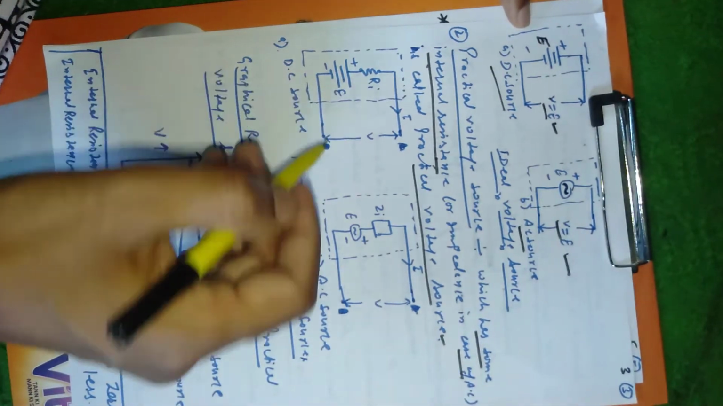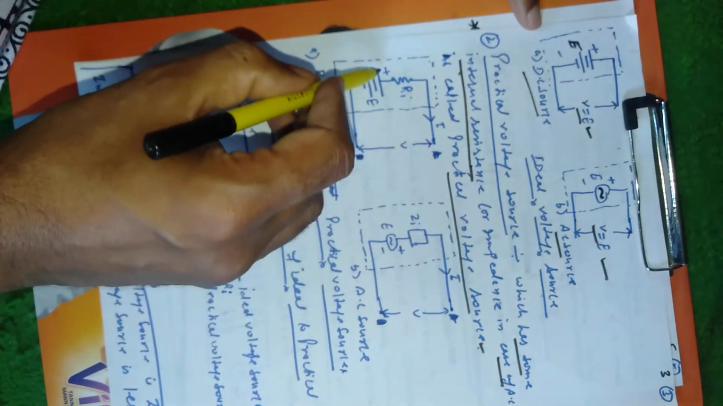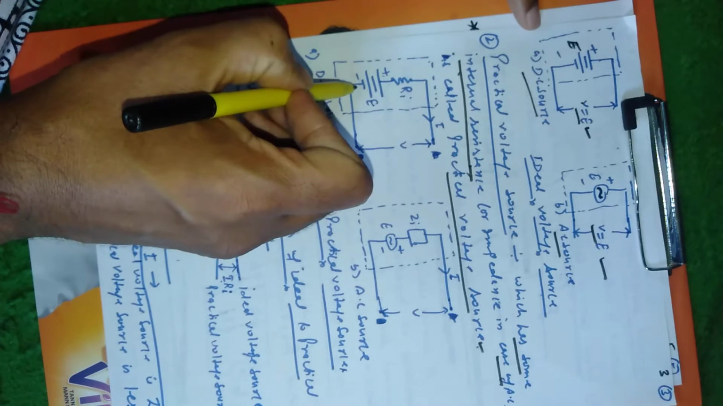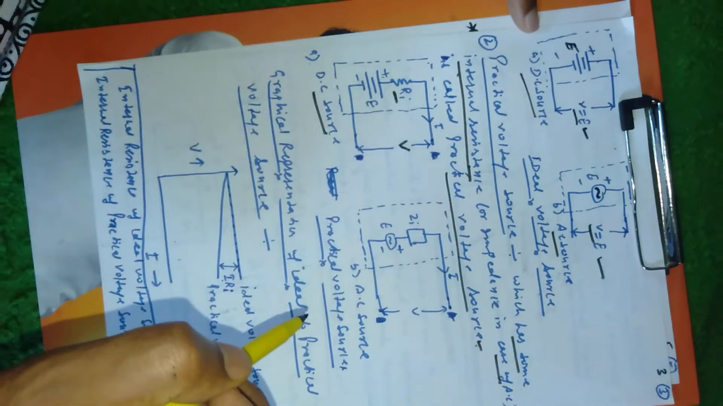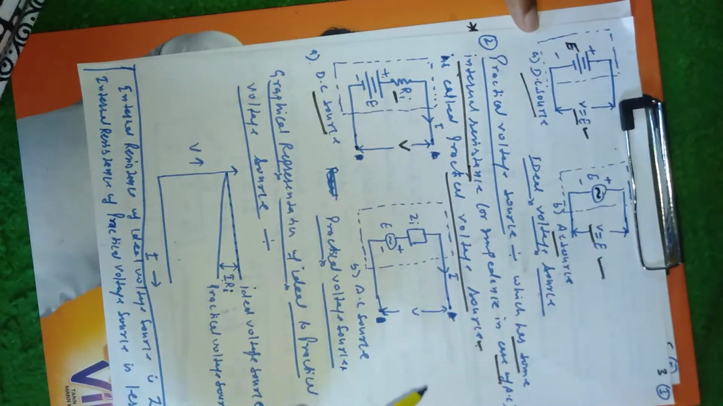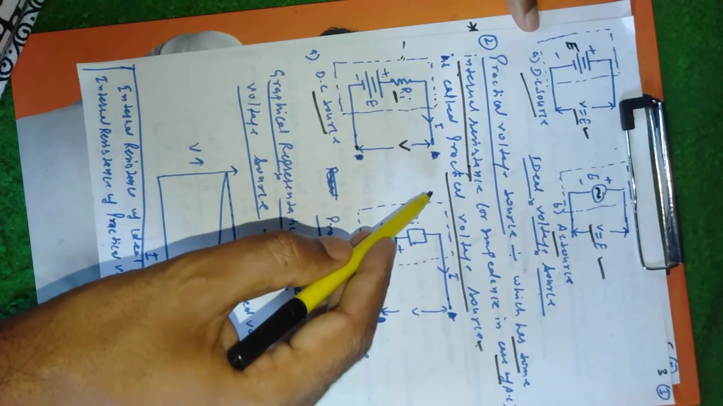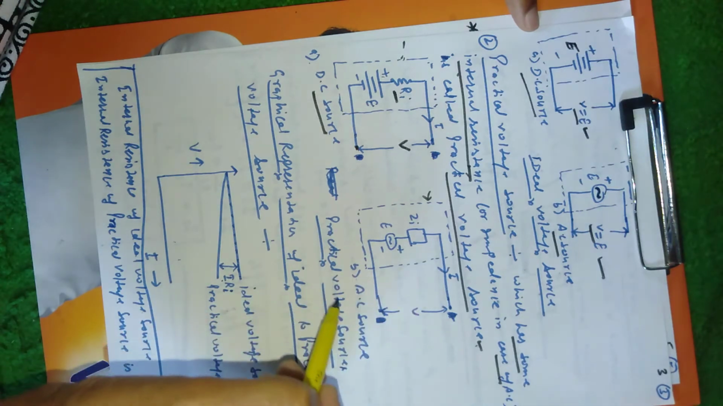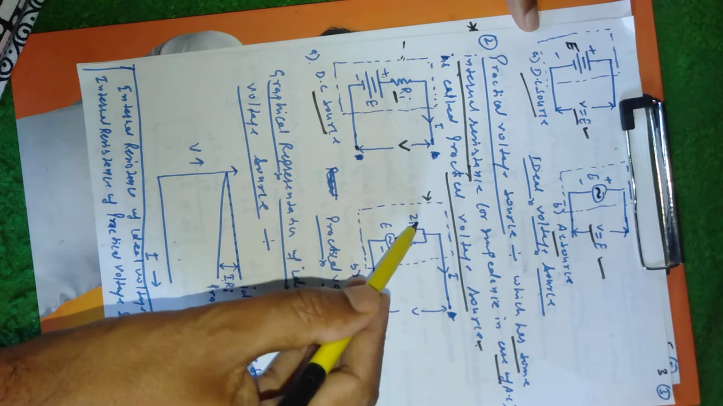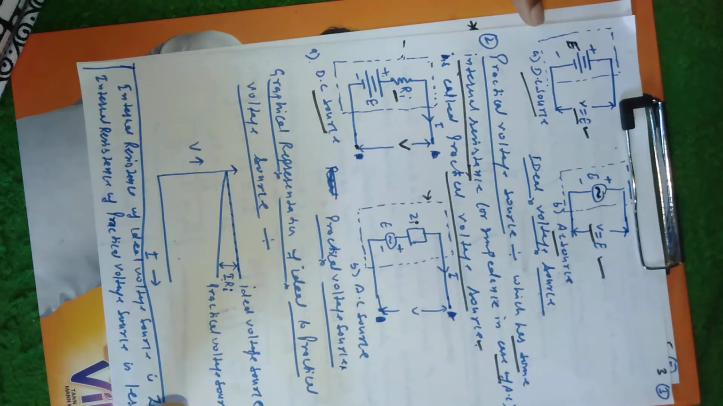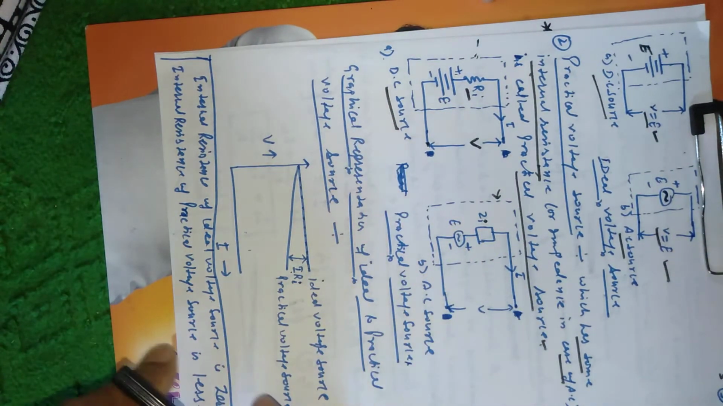So the circuit of this practical voltage source is, in case of DC, the same: there is a battery with positive and negative terminal, then there is a resistance, and then you get the output voltage across the load. This dotted line represents the source. And this is the AC source, where the resistance is replaced with the impedance Zi, and then the output voltage. So this is the major difference between the practical and ideal voltage sources.